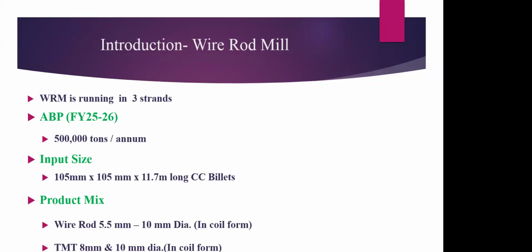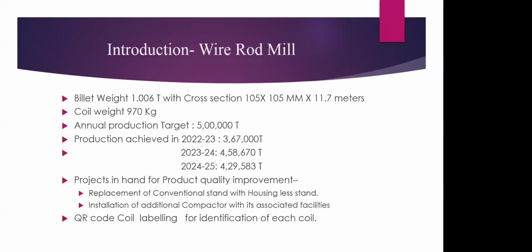For wire rod, we can roll plain wire rods from 5.5 to 10 mm dia, and in TMT, presently we roll only 8 mm and 10 mm dia in coil form. The billet weight is around 1.06 tons with a cross section that I have already mentioned. The coil weight is around 970 kg. The production that we have achieved in the last 3 years, I am trying to show: 3,67,000 tons in 22-23.